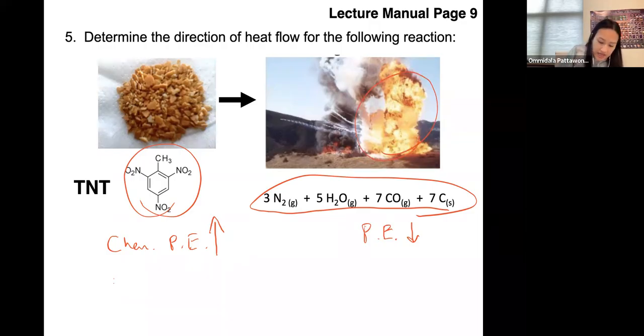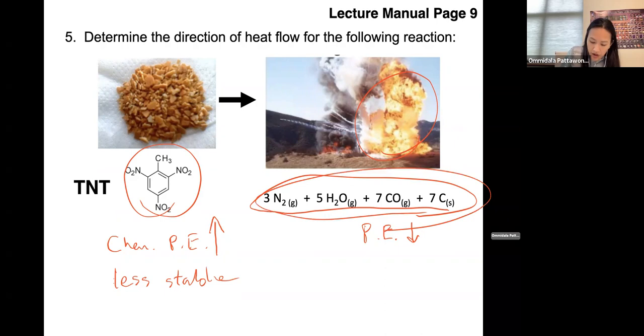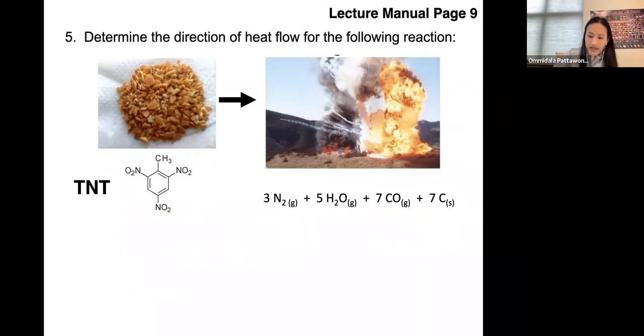Or we can say that this TNT is less stable than this molecule, right? These molecules are more stable. So I'm just going to tie back into what we learned in the previous lecture video, okay? All right, so now let's get into this, okay?